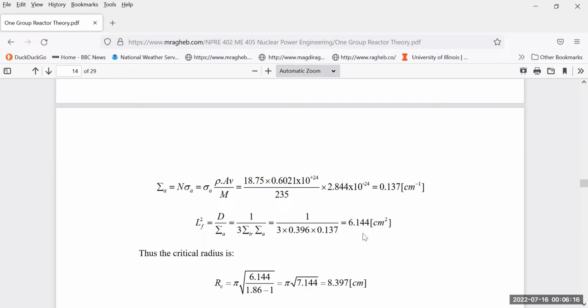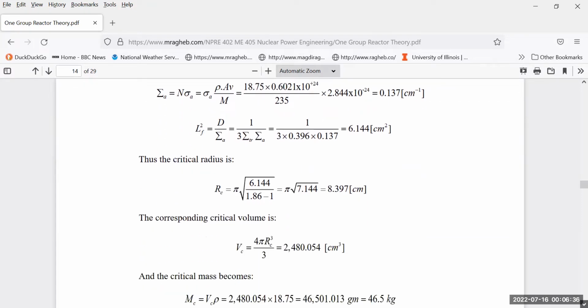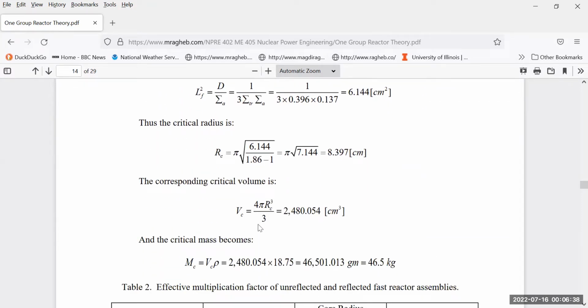So the critical radius, then, if we substitute in our k infinity minus 1 in the denominator, and L squared here, that's why we didn't take its square root, multiplied into pi, take the square root, you find that the critical radius of that uranium-235 sphere is going to be 8.4 centimeters. And from there, we can calculate, because we know the volume of a sphere is 4 pi the radius cubed divided into 3, you find that that's 2,480 centimeter cubed.